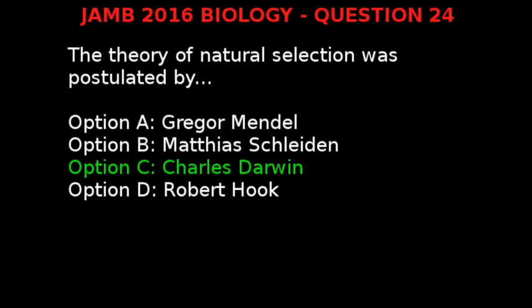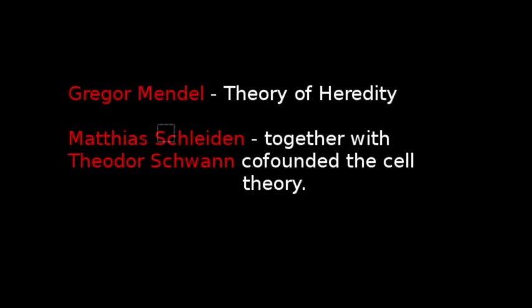Now let's take a look at what these other names are known for. Gregor Mendel is known for the theory of heredity. Matthias Schleiden, together with Theodor Schwann, co-founded the cell theory.